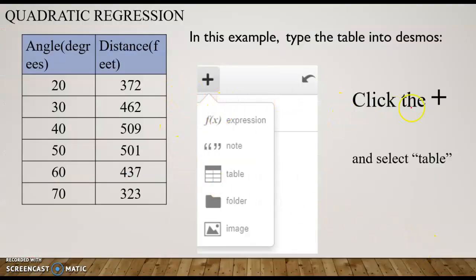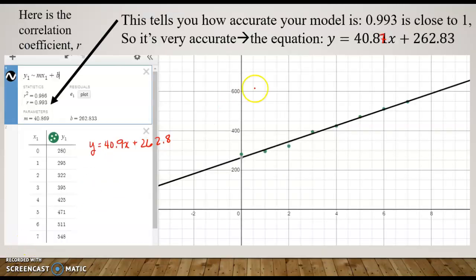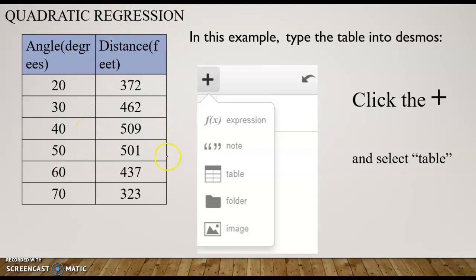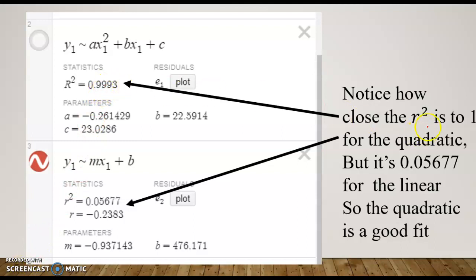Okay? Click it, select table, and put all of your values in. Okay? Now, we were told here, or I was telling you, it's a quadratic, that we knew we were doing that. So we type in a general equation of the quadratic to see how well it fits. Notice how close the r squared is to 1 for the quadratic, but it's 0.05 for the linear. So I just compared them to see which one was the best fit.